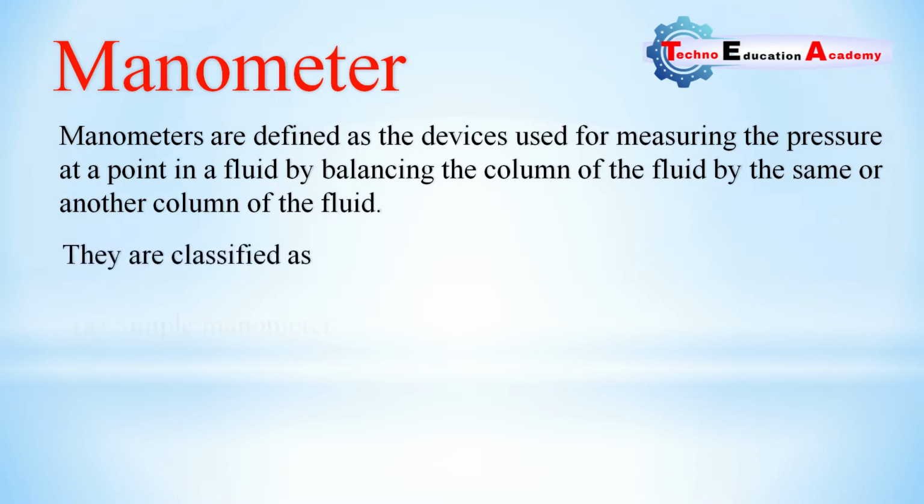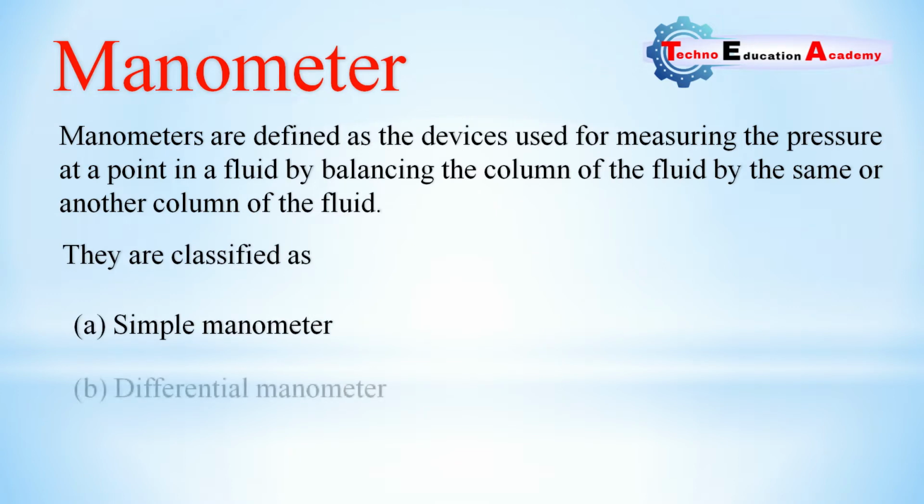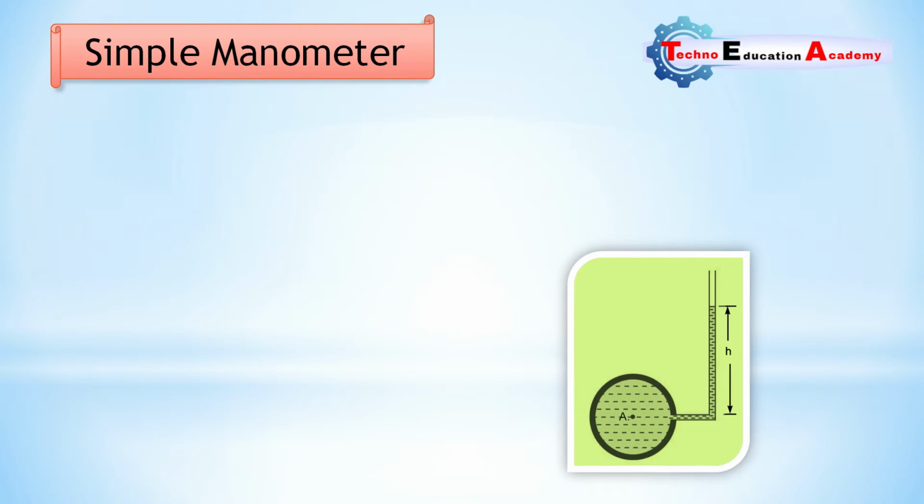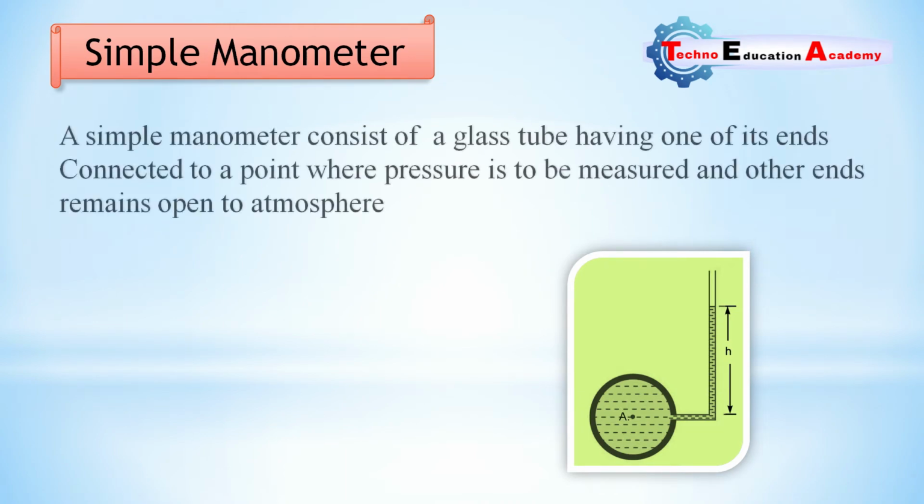They are classified as simple manometer and differential manometer. In this video lecture, we will only discuss the simple manometer. In the next video lecture, we will discuss the differential manometer. First of all, what is a simple manometer? A simple manometer consists of a glass tube having one of its ends connected to a point where pressure is to be measured and the other end remains open to the atmosphere.